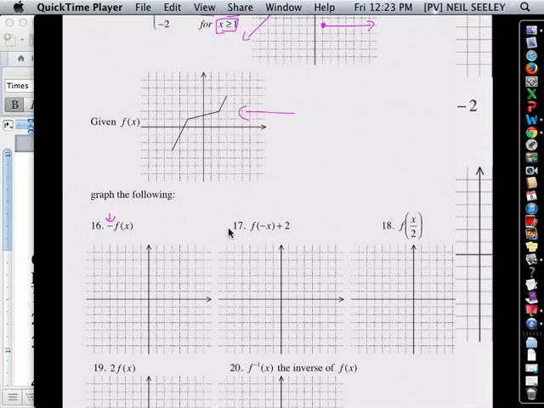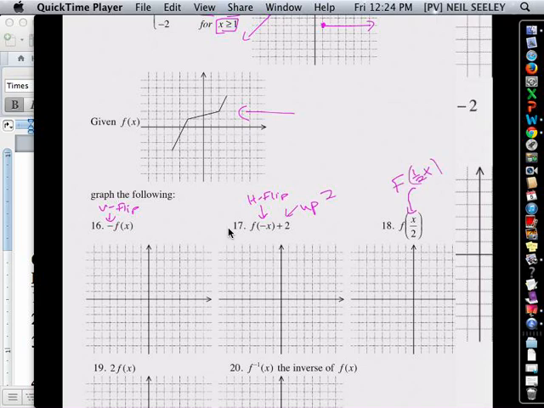Like this one, that's a vertical flip over the x-axis. This guy, horizontal flip. All the things we know and love. Up 2. And then there's a sneaky one in here. That's the same as 1/2 times x.